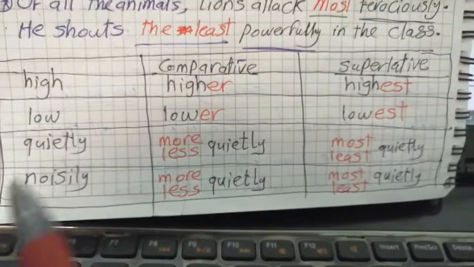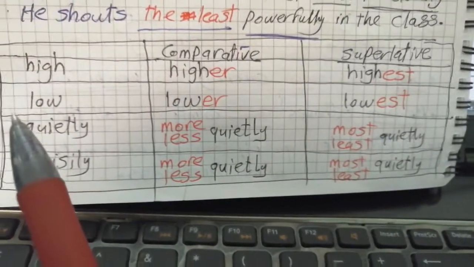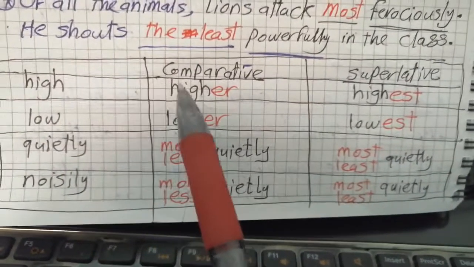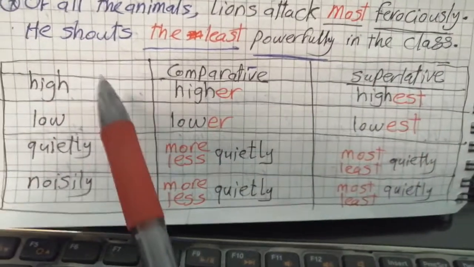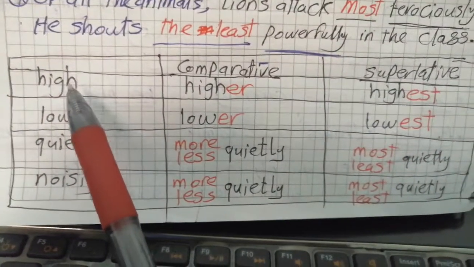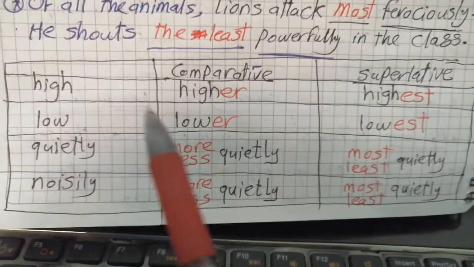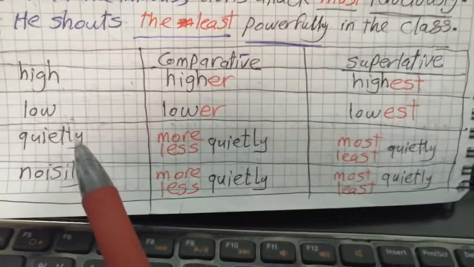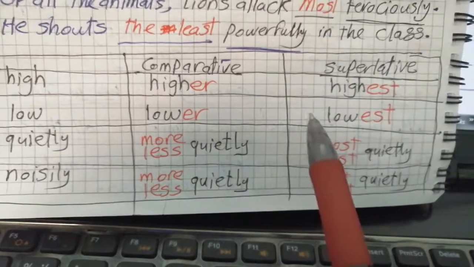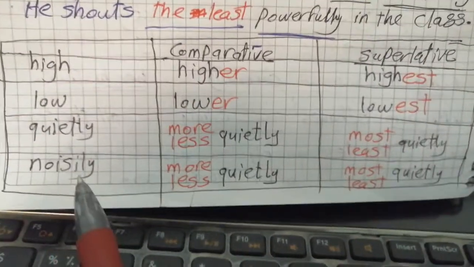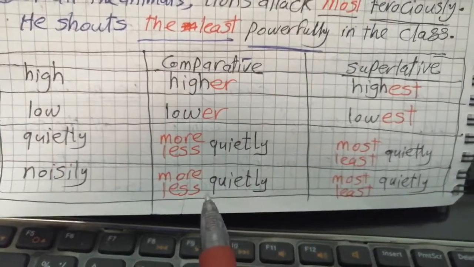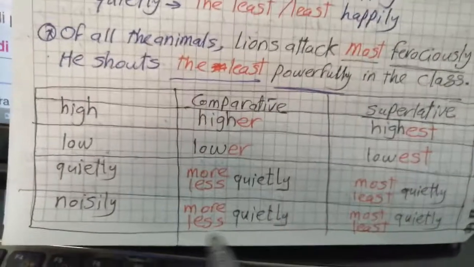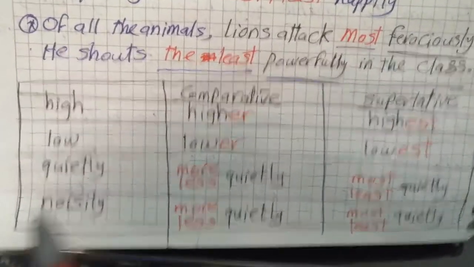In this table, we can find it clearer. High, in the comparative higher, superlative highest, because it's a one-syllable adverb, a short adverb. Low as well, lower and lowest. It's a short or one-syllable adverb. But quietly, more or less quietly, most or least quietly. Noisily, more noisily or less noisily, and most or least noisily. And sorry here for the confusion, but as you see, this is the adverb at the front.